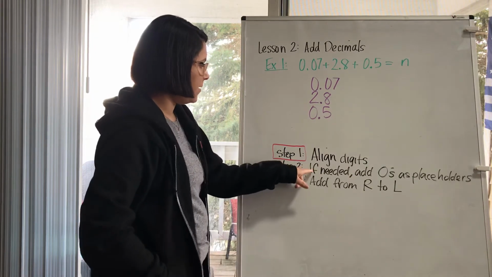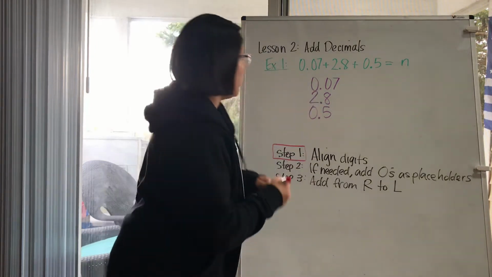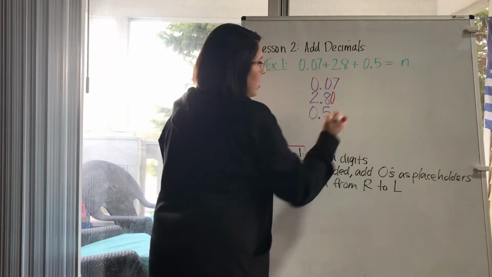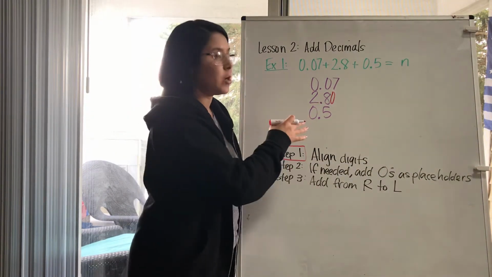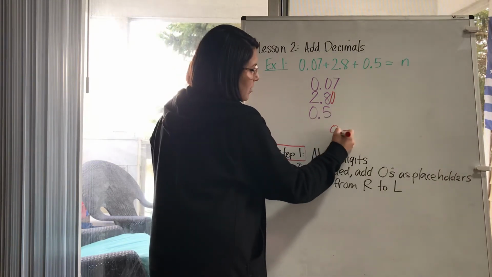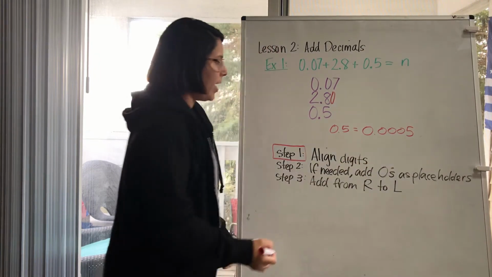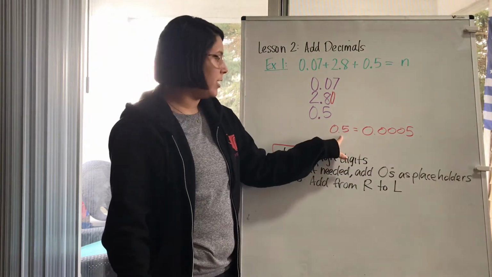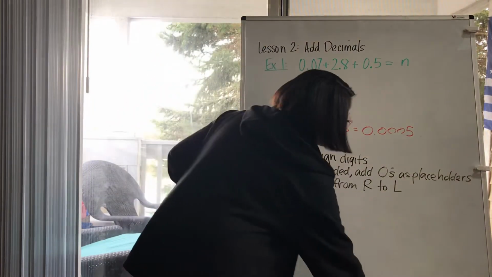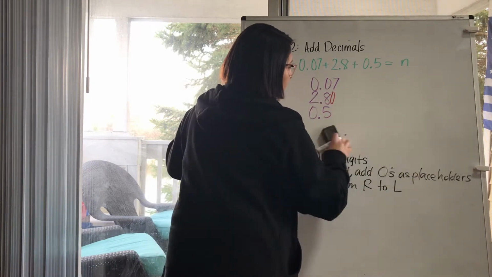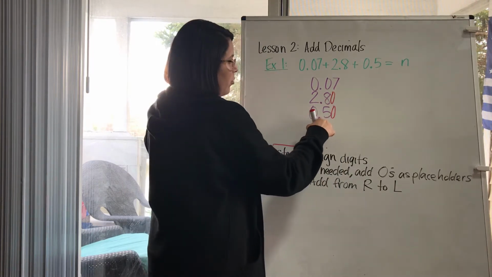Next step says, if needed, add zeros as placeholders. Well, I don't have anything here, so I'm going to add a 0. And it's the same number. I can add 1,000 zeros, and it's not going to do anything to that number. If I add zeros before this, 0.5 is not the same thing as this. This is way smaller of a number than this. So if I add my zeros before that number, I can't do that. That changes the value of the number. But if I add zeros after the number, it doesn't do anything. Okay, so 0.50.